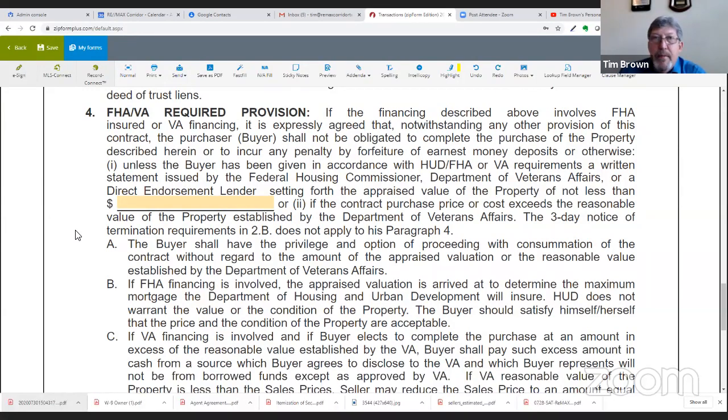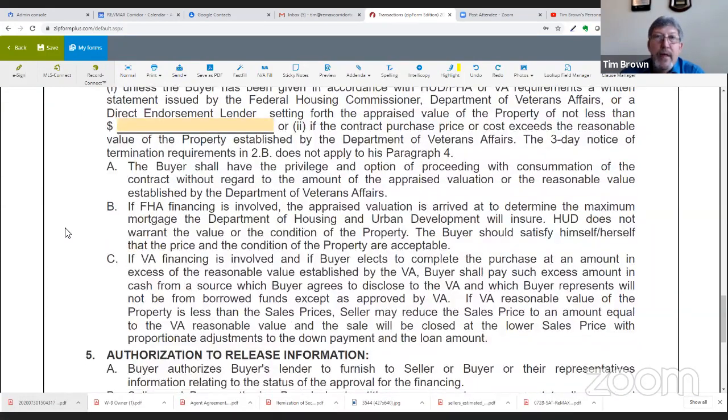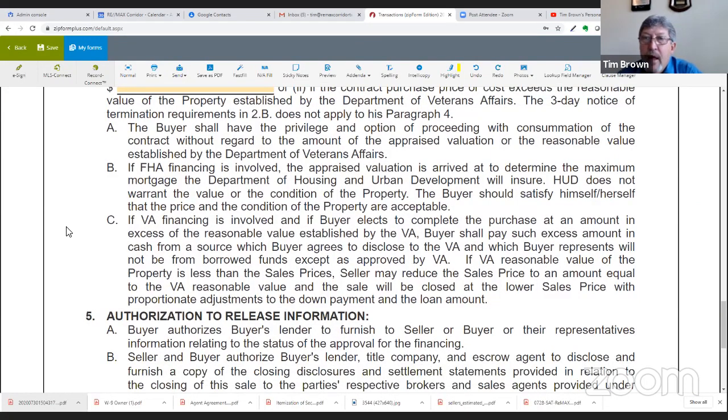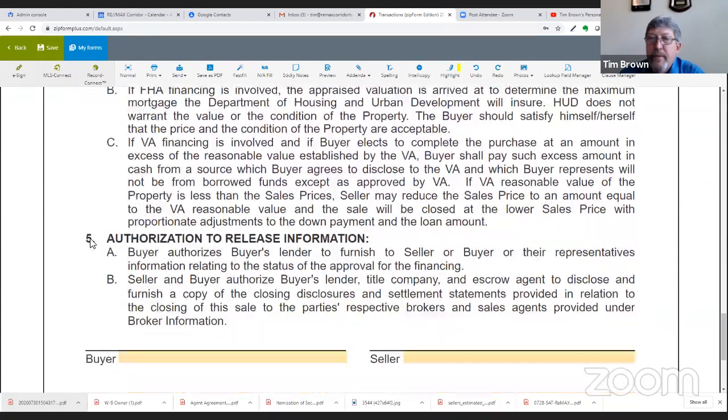The buyer can come up with a difference, cash, as long as they don't go outside of their debt to income ratios. The seller can lower the price or any combination thereof to get it done. And if they can't come to that agreement, then the buyer once again can terminate the contract. And that's what the next 3 subparagraphs talks about.